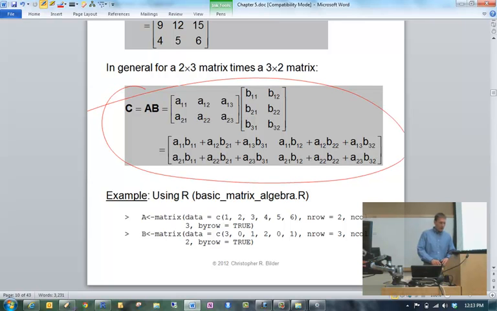We'll hold off on doing the R example. Are there any questions? Okay, that's it for today.